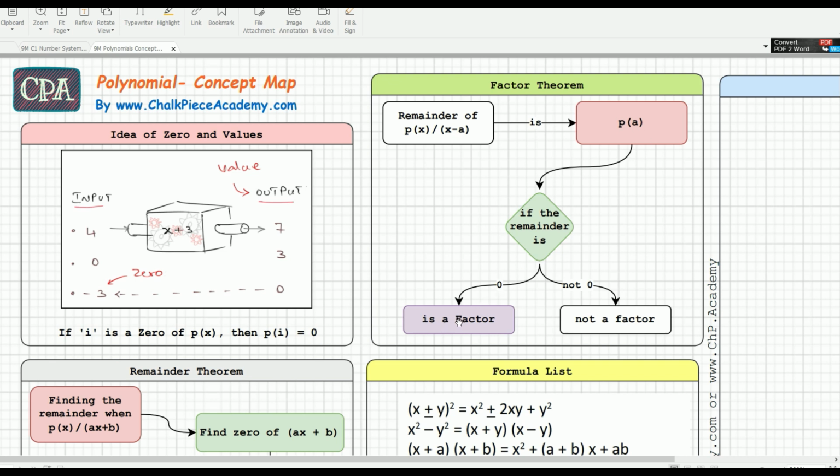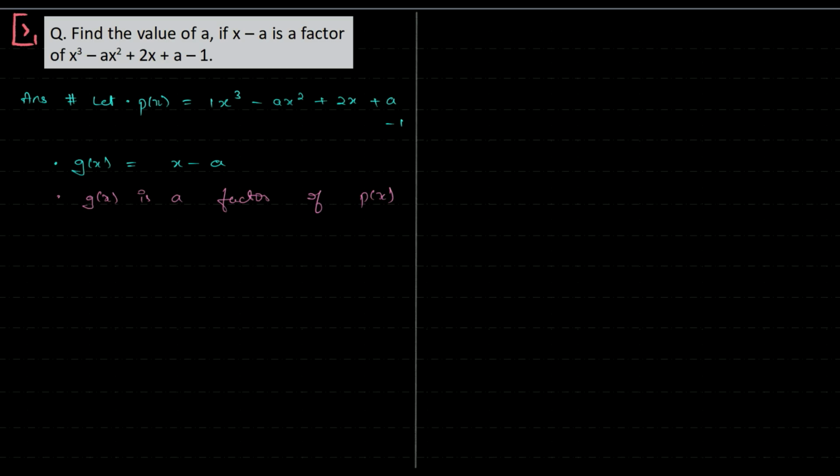Since we know it's a factor, what can you tell? Since it's a factor, the remainder has to be 0 when we substitute the 0 of the divisor in p of x. You got it? Okay, so let me do this, you'll understand that better. It's the same thing again and again. First we have to figure out the 0 of g of x.